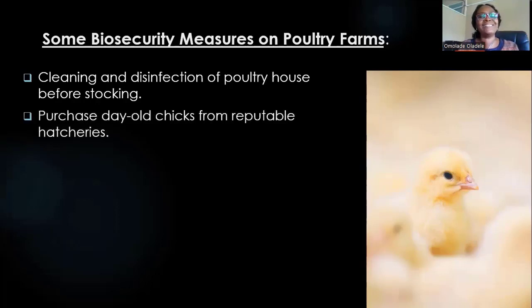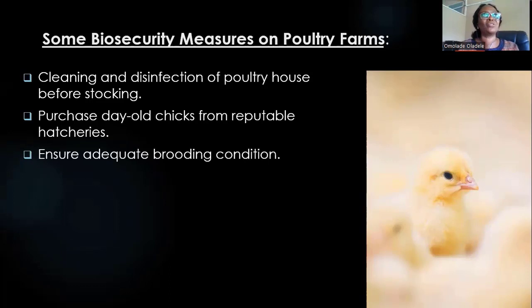Now, the first one is cleaning and disinfection of the poultry house before stocking. Before new sets of birds are brought in, even though you had cleaned the house before, when you dispose the birds that were there, it's very important that cleaning and disinfection is repeated. Then we need to purchase day-old chicks from reputable hatcheries that you know meet standards, and not take fertile eggs from just any source, because within the hatchery there could be spread of infection and some vertically transmitted disease. And these day-old chicks, we take to the farm when the farmer buys them.